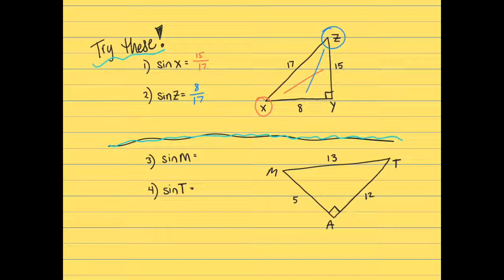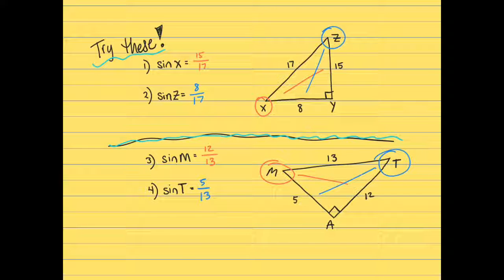Sine of m. So for sine of m, I'm looking at angle m, and I'm saying, dude, what's your opposite side? It's 12. So it's 12 over the hypotenuse, which is 13. So 12 over 13 was the right answer there. And then sine of t. So I'm looking from angle t's perspective. What's the opposite side? And it's 5. And the hypotenuse is 13.